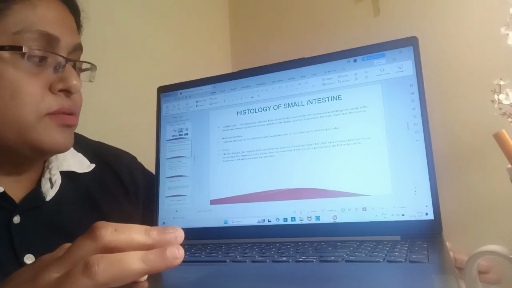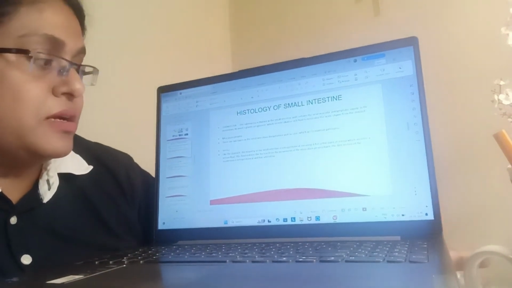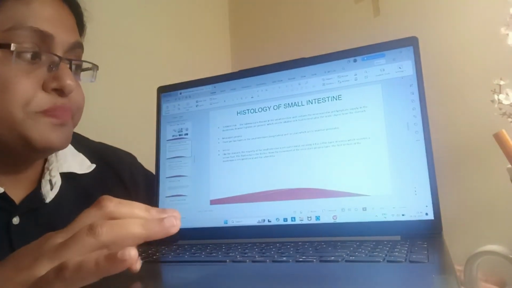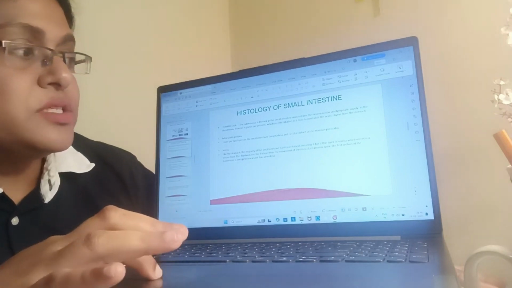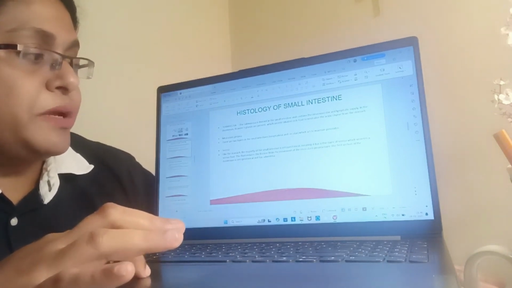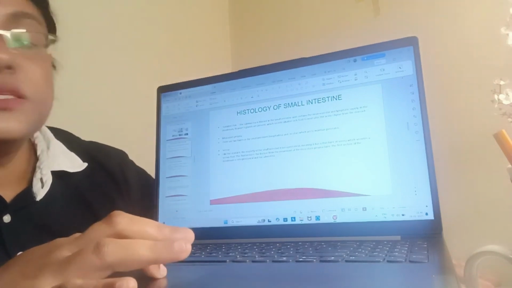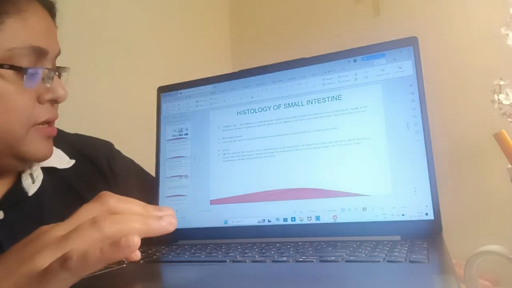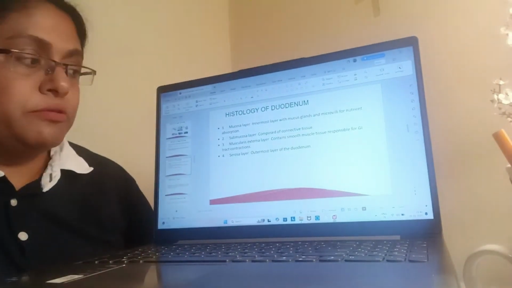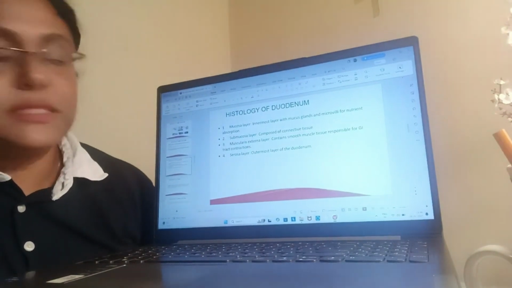And next one, serosa. We have already talked about it, like in the stomach. The serosa has the same thing. It secretes a serous fluid, and this mainly helps in the secretion. So the first section of the duodenum is retroperitoneal, and it is also covered in this histology of the small intestine. Next, talking about the histology of the duodenum, it has 4 layers: mucosa layer, submucosa layer, muscularis externa layer, and serosal layer.